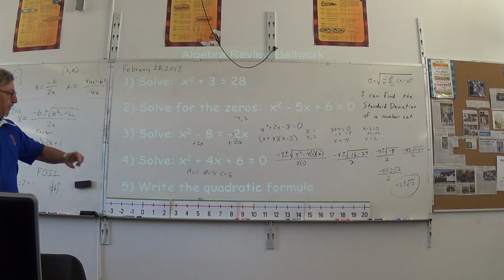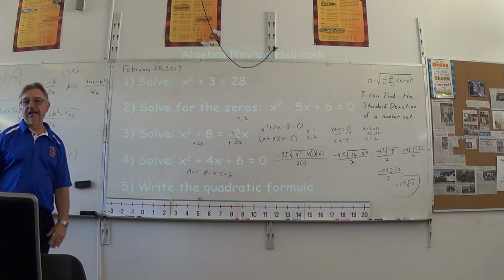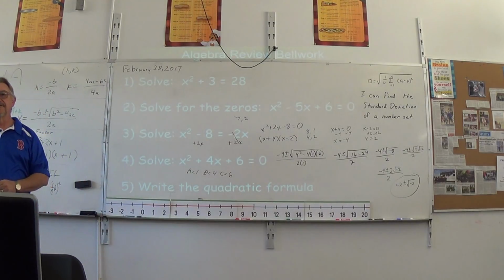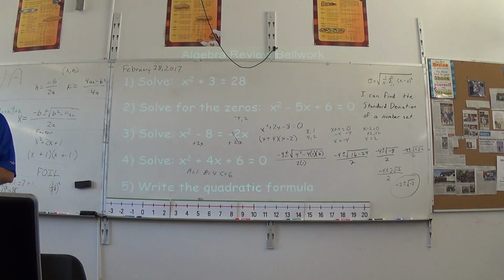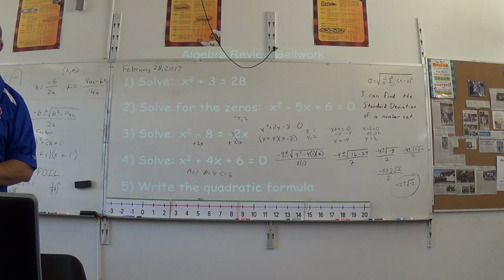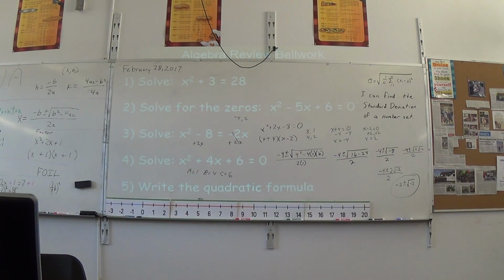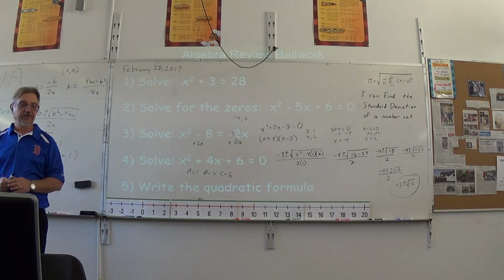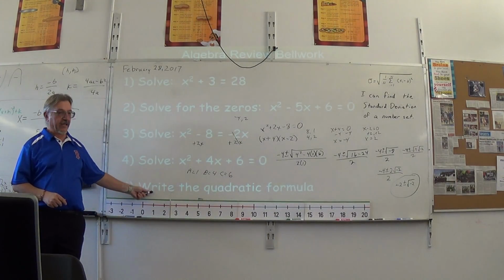All right, so number 5. Alize, number 5. x equals negative b plus or minus square root b squared minus 4ac divided by 2a. Okay, yep. Correct. All right, so all of you should know that.